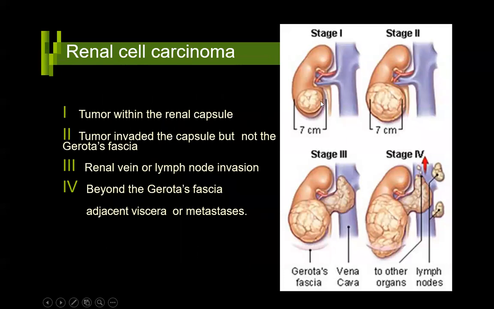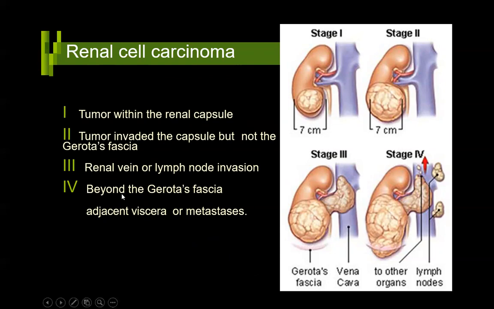Stage 1 is when it is limited inside the capsule of the kidney. So it's inside the renal parenchyma. It can be up to 7 centimeters in size. Stage 2 is when the tumor goes beyond the capsule. It has invaded the capsule, but does not invade Gerota's fascia, which is the perinephric fascia. Remember the kidney? There's fat around it, which is known as perinephric fat. And then I showed you the fascia in the last lecture. Those fascias are actually limiting the disease process. So if it goes beyond those fascias, then it is obviously going to be stage 3.